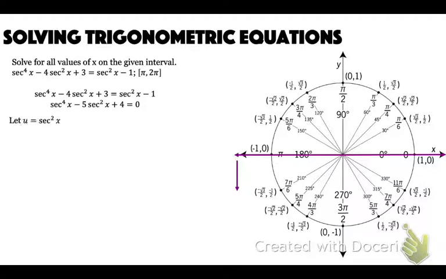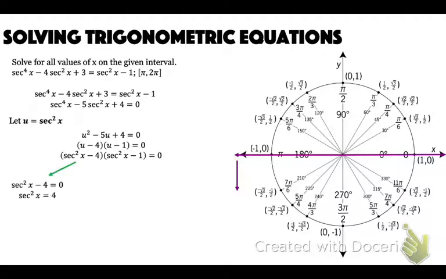I'm going to let u equal secant squared of x. So if I plug that into that first one, well, secant squared times secant squared is secant to the 4th, so that just becomes u squared. And then minus 5u plus 4, which factors to u minus 4 and u minus 1. So that means u equals secant squared of x. So that's going to be secant squared of x minus 4 and secant squared of x minus 1 equals 0. So that one is secant squared of x is going to end up equaling 4. Square root both sides. So we get secant of x equals positive or negative 2.